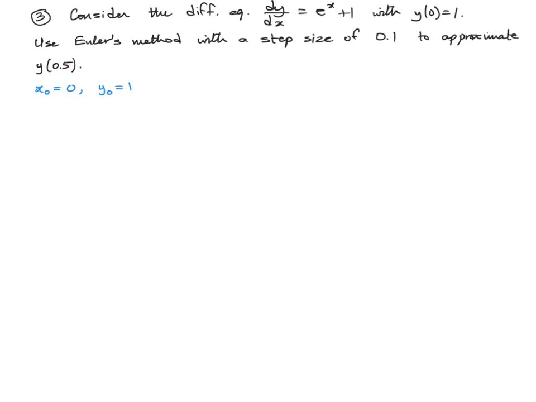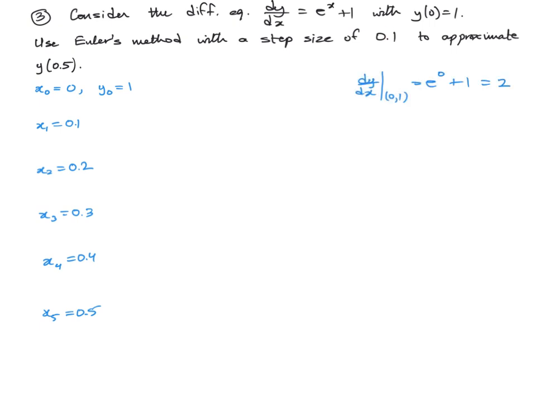Now since the step size is 0.1, the x values are going to increase by 0.1 every time. So ultimately I will have an x1 which is going to be at 0.1, and then an x2, which is going to be at 0.2, and an x3, which is at 0.3, and an x4, which is at 0.4, and finally an x5, which is at 0.5. And once I figure out what my y5 is, then that will be the y-coordinate of my approximation using Euler's method. So first thing I did was figure out all the x values by just increasing by that step size.